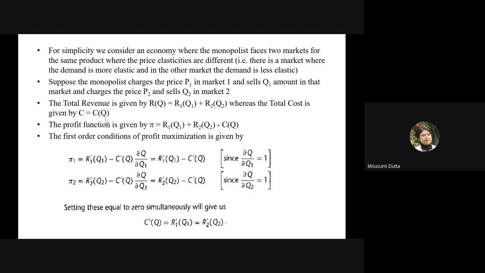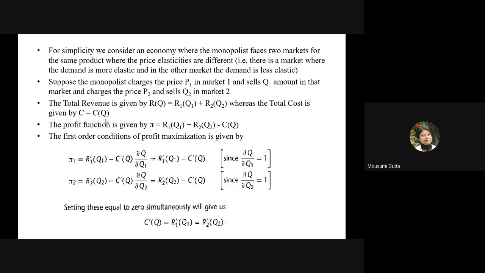I'm producing, say, 1,000 tons, and among this, 800 tons I am selling in market 1 and 200 tons I am selling in market 2. So this is the concept. However, production will take place in the same factory and the commodity is identical. Therefore, the cost will be a function of the aggregate output Q1 plus Q2. So it is a function of Q only. So the profit equation will be R1 Q1 plus R2 Q2 minus C Q.